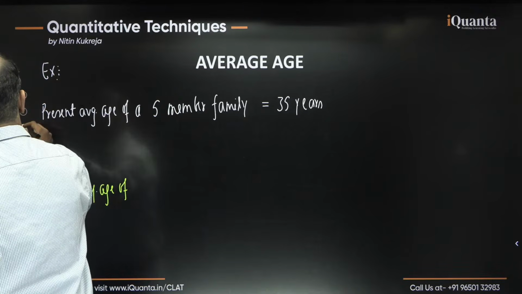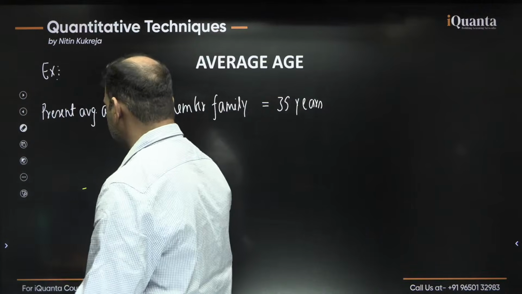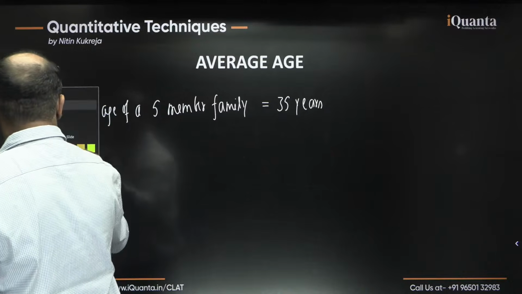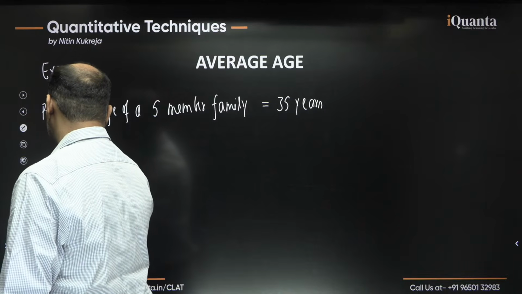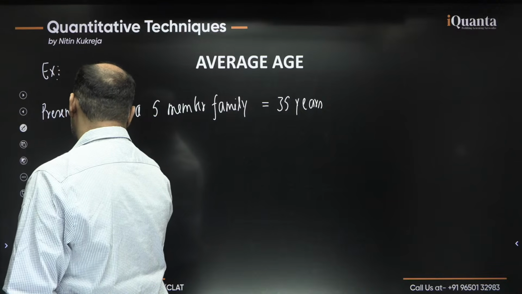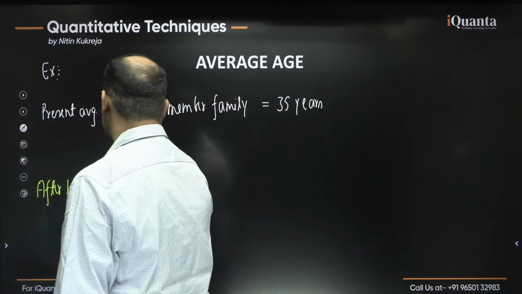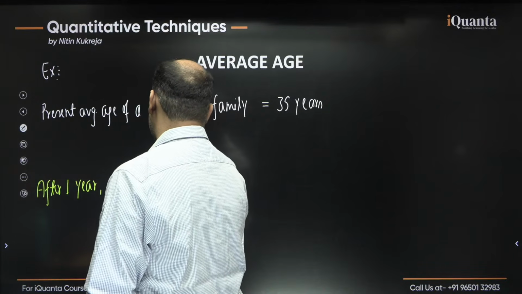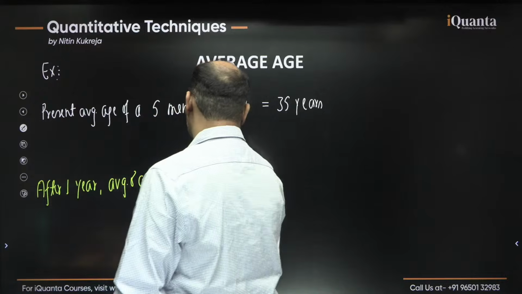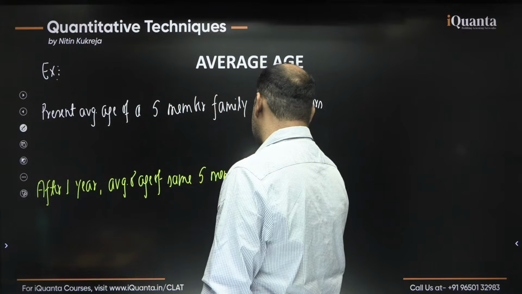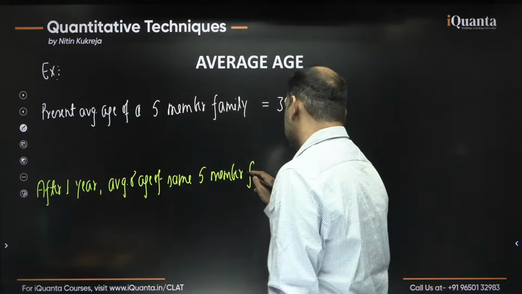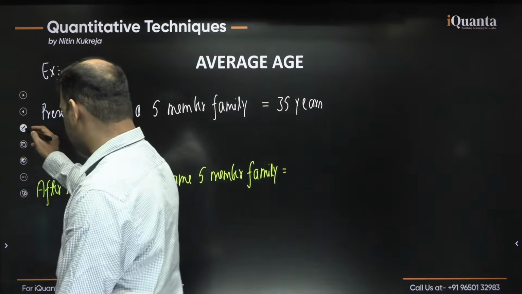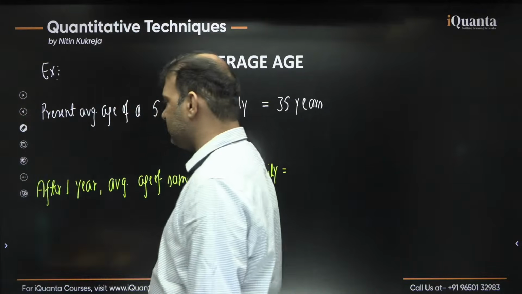Now the question is to find the average of the same family, but not right now. We need to find it for next year, to find out after 1 year, the average age of the same family. So this is something we have to learn. Guys, this is not difficult, but I just want to tell you one trick to solve this example.